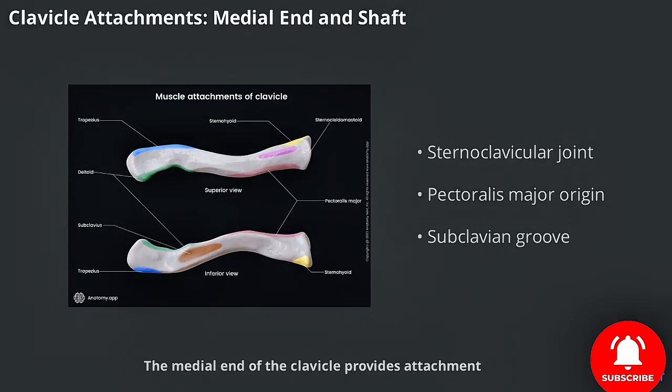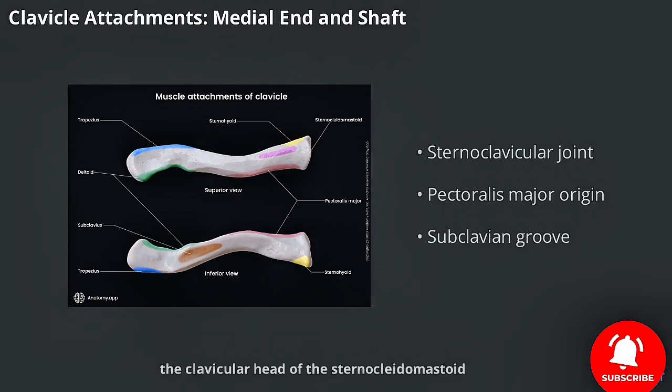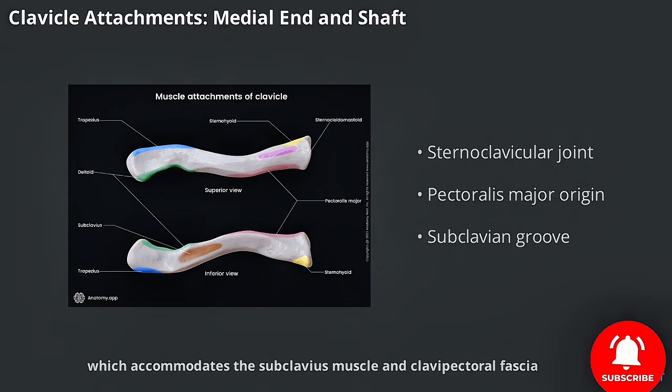The medial end of the clavicle provides attachment for the fibrous capsule of the sternoclavicular joint, the articular disc, and the interclavicular ligament. The medial 2/3 of the shaft is a site for several muscle origins, including the pectoralis major and the clavicular head of the sternocleidomastoid. The inferior surface features the costoclavicular ligament attachment and the subclavian groove, which accommodates the subclavius muscle and clavipectoral fascia.